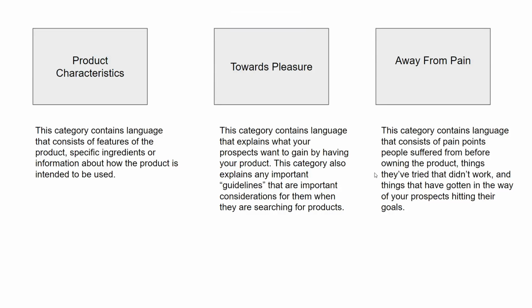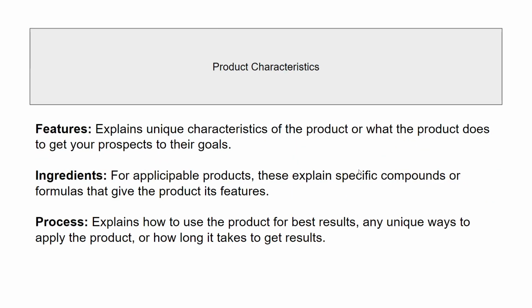So like we went over in the last one, we have three main categories: your product characteristics, pleasure points, or pain points. And there's 8 subcategories that are distributed between these main categories. And we're going to go into those next, starting with the product characteristics. So this is essentially, what does the product do?